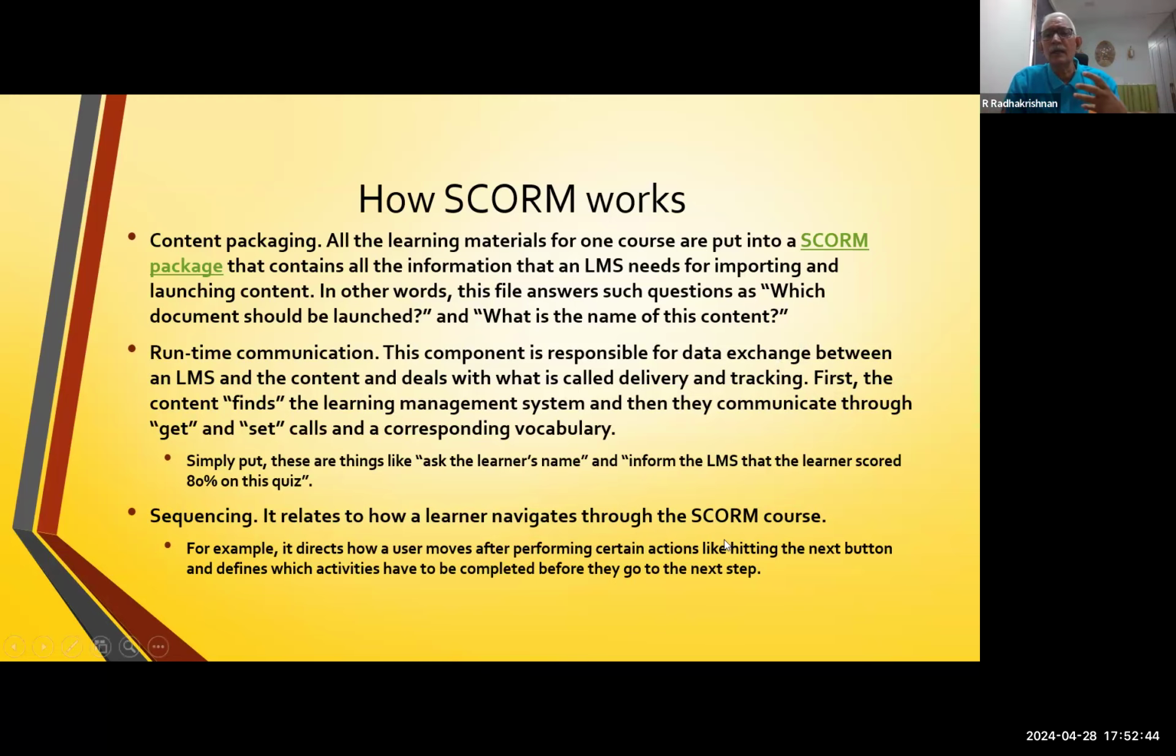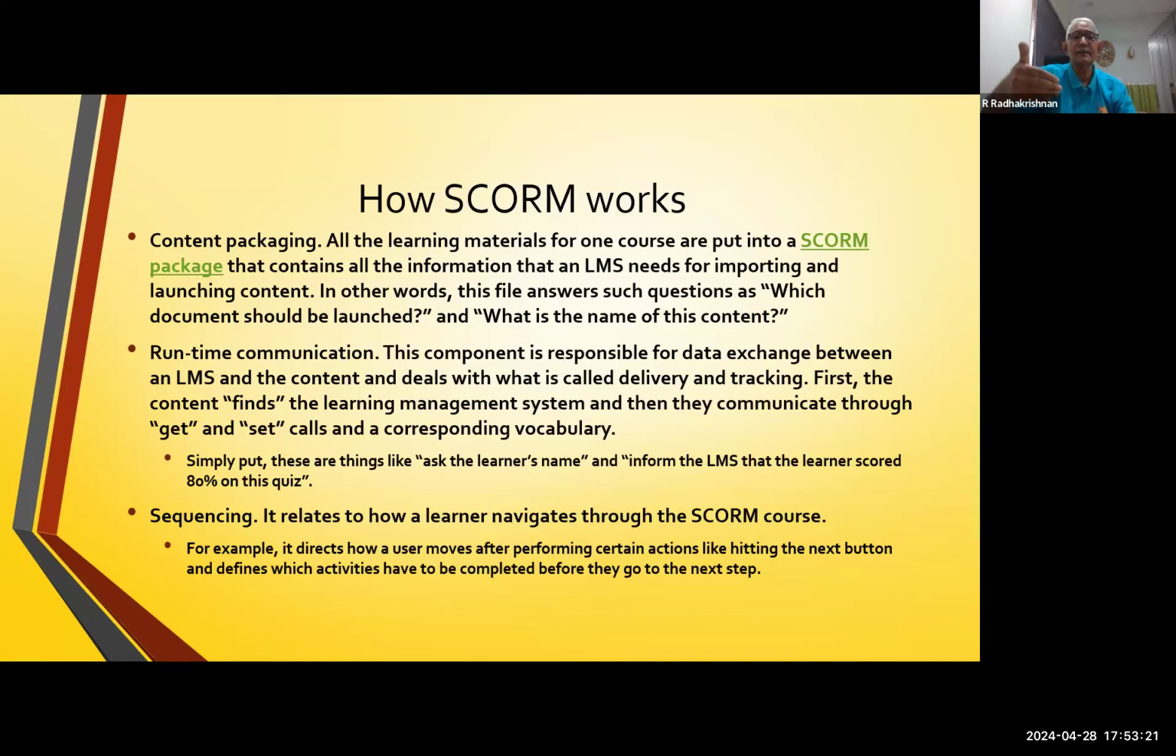Then runtime communication. This runtime component will be responsible for exchanging data between the learning management system and the content. That means it will track the delivery. That is what it will do. The content finds the learning management system and they communicate through get and set calls and the corresponding vocabulary. Simply put, these things are like ask the learner's name and inform the LMS that the learner scored 80% on this quiz. So these are the kind of things which the runtime communication happens.